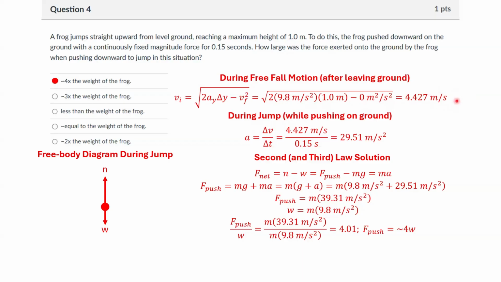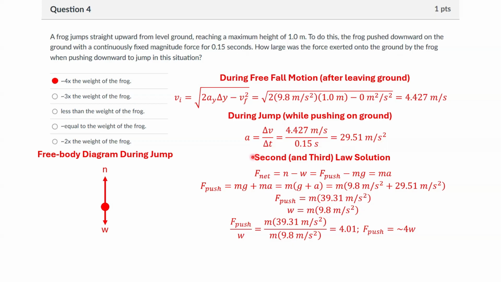All right, so now I know the velocity the frog left the ground with. I know before it jumped, it had a velocity of 0. So I can use this to determine the acceleration of the frog during the period of time that it was pushing down on the ground. The change in velocity during that time would have been 4.427 meters per second, from 0 to that. It did that in 0.15 seconds, and we were told it was a continuously fixed force, so we can assume there's a continuously fixed net force. We can come back to that if we need to, which means there is a continuously fixed acceleration. So this equation is fair, in which case I would find that my acceleration is 29.51 meters per second squared during the period of time that the frog is pushing downward on the ground and beginning to accelerate itself upward.